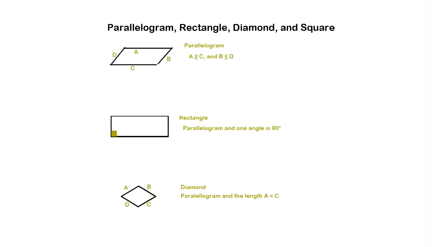Parallelogram. A parallelogram is created by two pairs of parallel lines. This parallel and this parallel line, right? So A and C are parallel, B and D are parallel. Okay. The rectangle is a parallelogram with one angle of 90 degrees. So that's a rectangle. Okay.